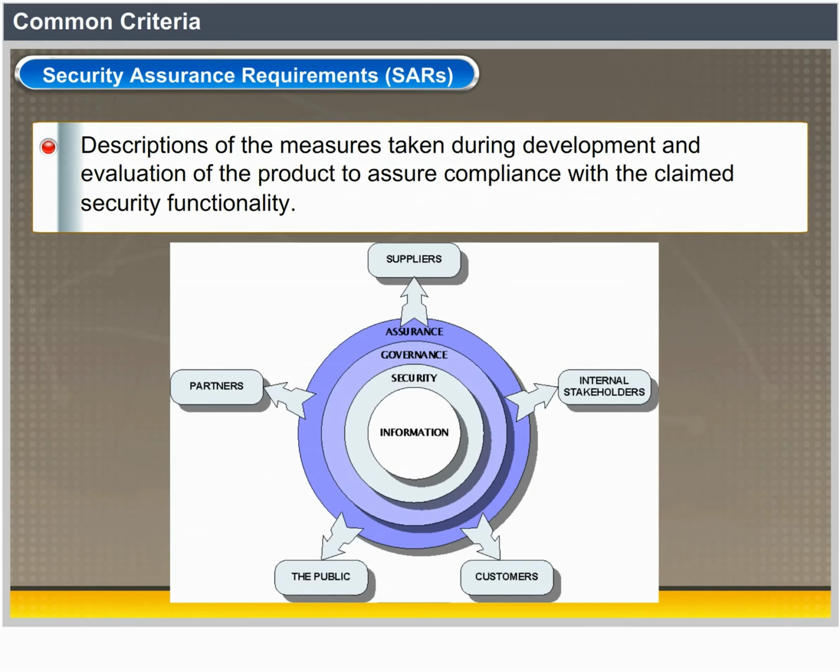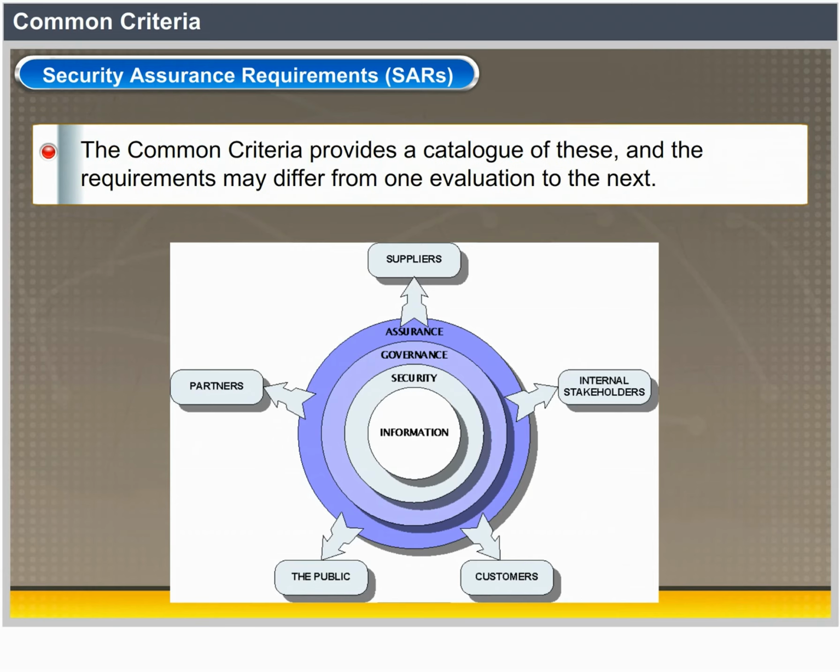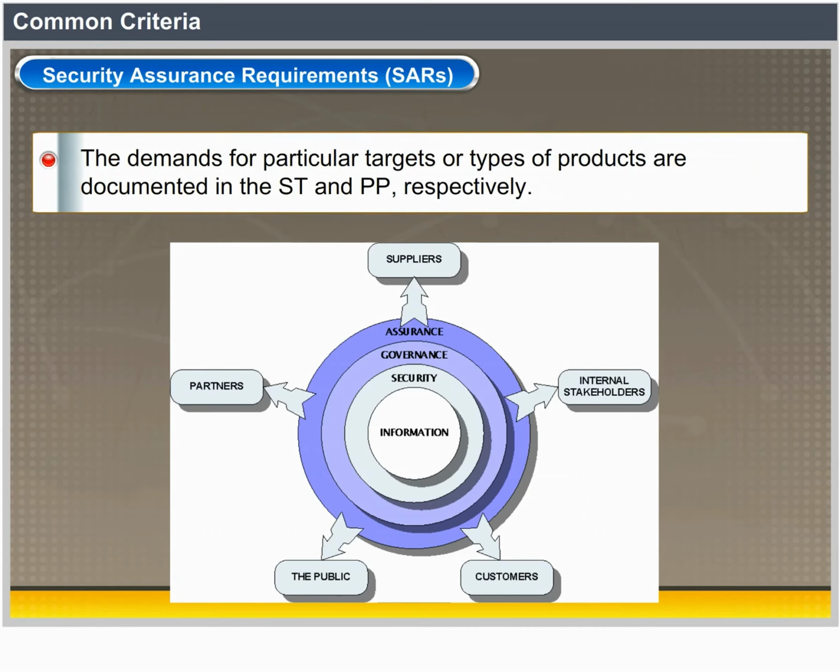For example, an evaluation may require that all source code is kept in a change management system or that full functional testing is performed. The Common Criteria provides a catalog of these, and the requirements may vary from one evaluation to the next. The requirements for particular targets or types of products are documented in the ST and PP respectively.